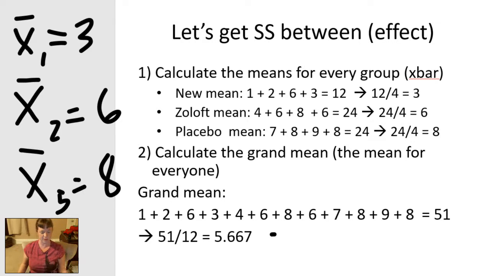So I've got my three X bars, but now I'm going to need to get a grand mean. So to get the grand mean, I just add all the numbers together. 1 plus 2 plus 6 plus 3 plus 4 plus 6 plus 8 plus 6 plus 7 plus 8 plus 9 plus 8 is 51. 51 divided by 12, because this is the grand mean for everybody now, is 5.667.